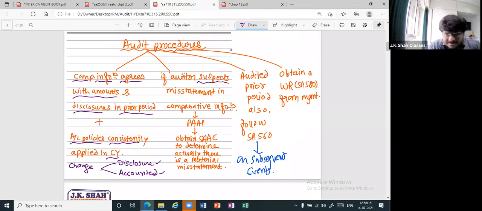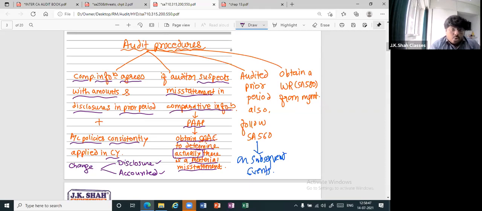If the auditor suspects that there is a misstatement in the comparative information, then obviously he should do PAP so that he knows it is actually a misstatement. If you suspect anything is wrong, then you inquire further to know whether it is actually wrong or not. Then what do you do? PAP, some procedures, and then you determine whether it is a material misstatement or not.